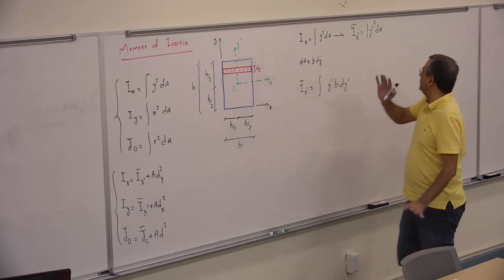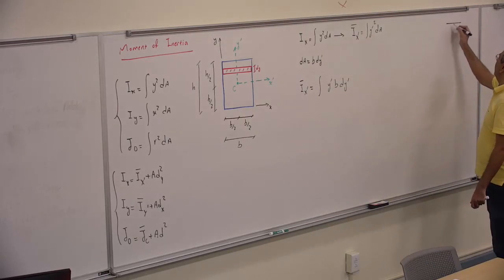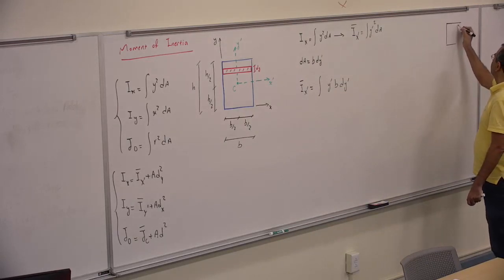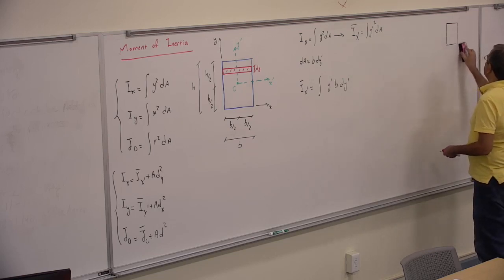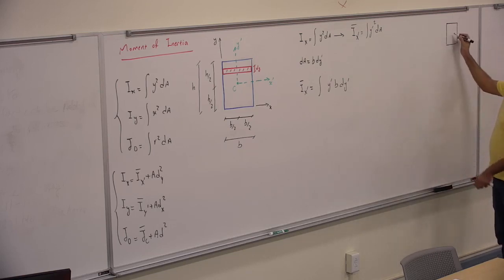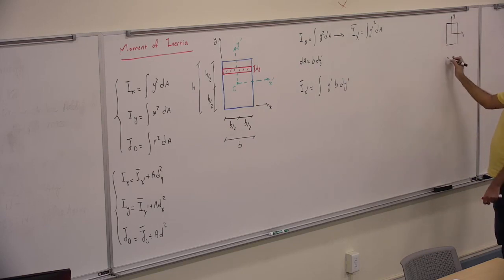So let's put it this way before. Assume this is my cross section. Don't get yourself confused with x. This is the x, this is the y. Assume that, and I'm integrating y about x: the integral of y squared dA, which will be y squared b dy.